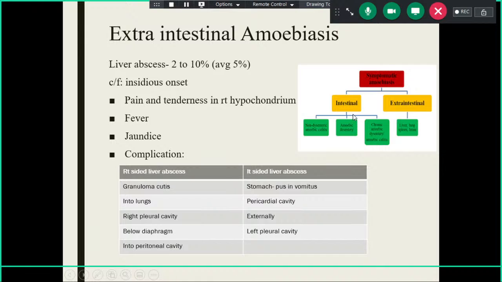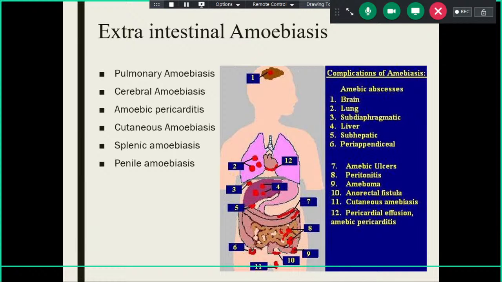Symptomatic amoebiasis can be intestinal and extraintestinal, as I told you before. Extraintestinal amoebiasis can invade any organ, right? Pulmonary amoebiasis, cerebral amoebiasis, amoebic pericarditis, cutaneous, splenic, penile. These are a few common ones which we see in our clinical practice, but practically it can invade any organ.